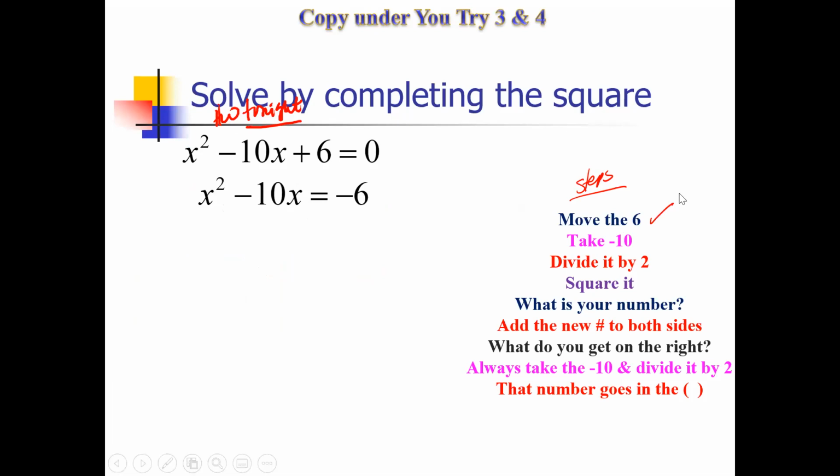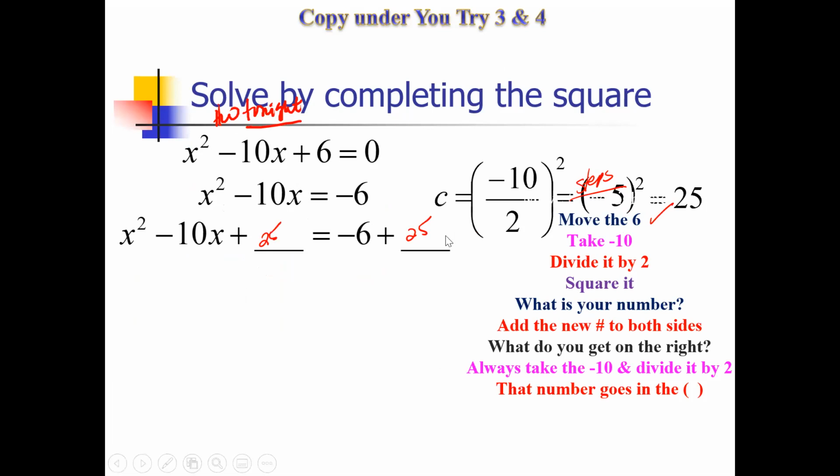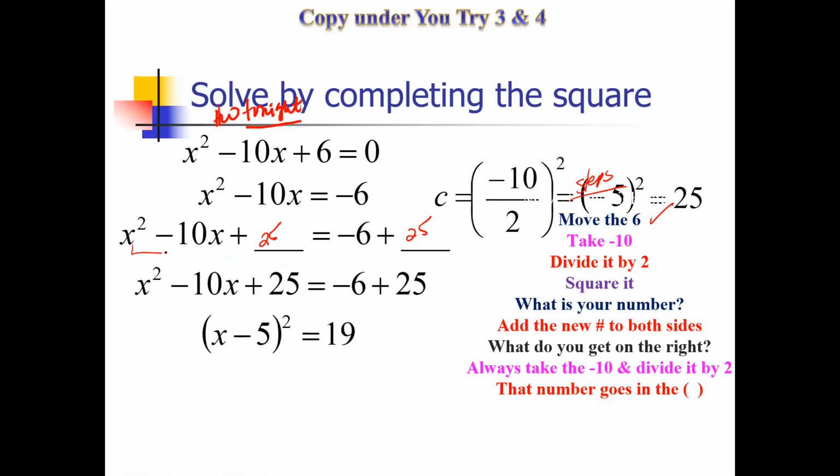Step 2, I'm going to take that middle number, divide it by 2, and square it. So 5 times 5 is 25. Next, I'm going to rewrite my equation. So I have x minus 5 squared right here. X minus 5 squared is equal to negative 6 plus 25, which is 19. And I want to solve for x. I'm going to square root both sides. Square root and the square cancel.